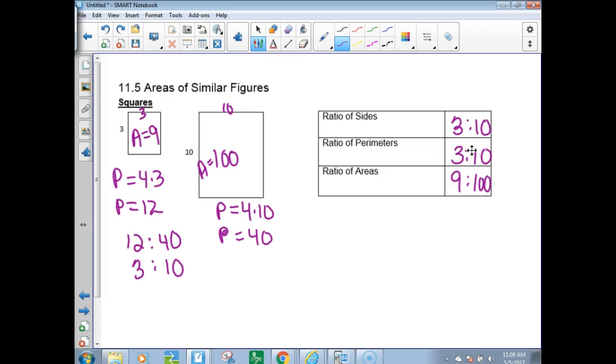Perimeter is the length, and sides are a length. The lengths are always in the same ratio. The areas are taking the length ratio and squaring it.